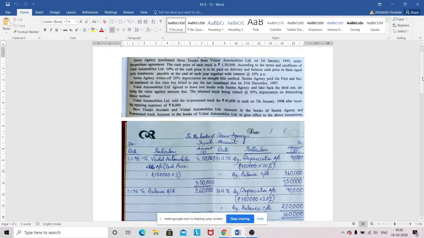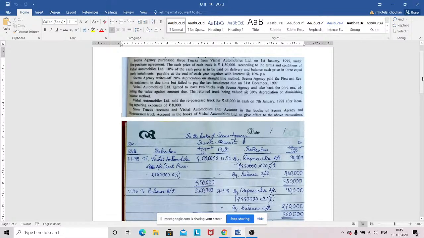Now Vishal Automobile Limited sold the repossessed stock for rupees 45,000 in cash on 7 January 1998 after incurring repairing expenses of rupees 8,000. Okay, this is a new one. The hire vendor is selling the repossessed truck for rupees 45,000 in cash in the next year, that is 7 January 1998, after incurring repairing expenditure of 8,000.